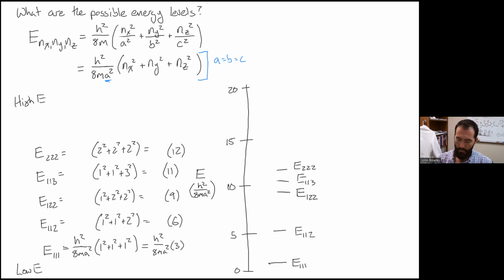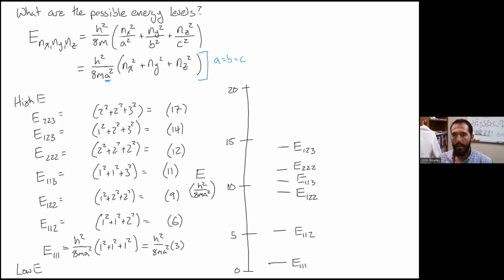The next highest energy would be E123: 1 squared plus 2 squared plus 3 squared, for 14 times h squared divided by 8ma squared. So that's here. And let's do one more. E223: 2 squared plus 2 squared plus 3 squared would give a total energy of 17 h squared divided by 8ma squared.